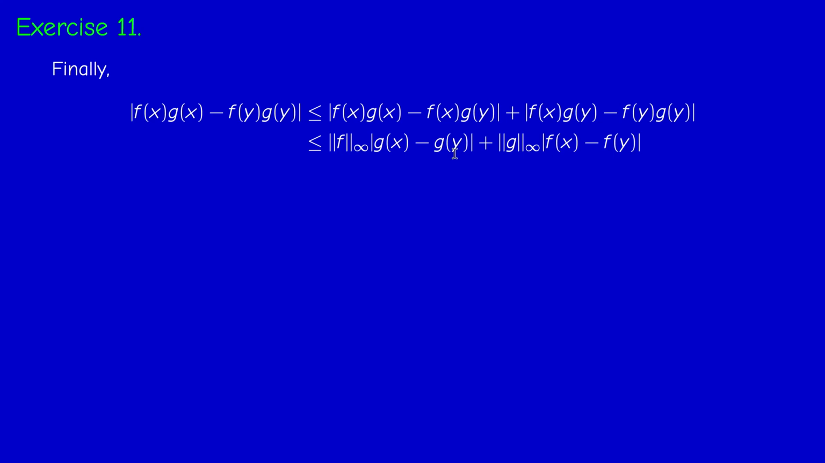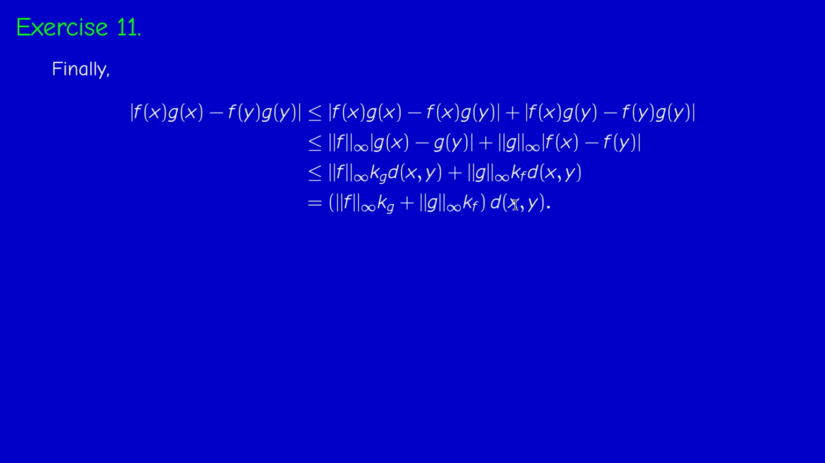g of x minus g of y is less than a constant, kg, times the distance. And same thing for f of x minus f of y. So we get d(x,y) in common, and then we factor, and we get a constant, which is the norm infinity of f times the Lipschitz constant for g, plus the same thing vice versa. And this is a constant. So this means that fg is Lipschitz continuous again. Therefore fg belongs to A, and so A is stable under multiplication, and therefore it's a subalgebra.